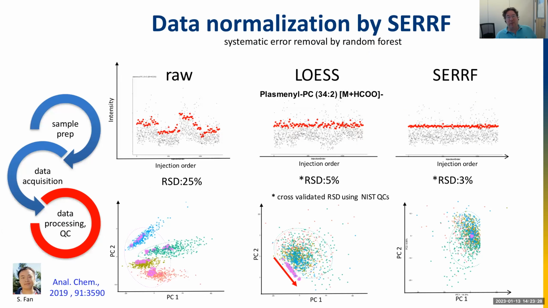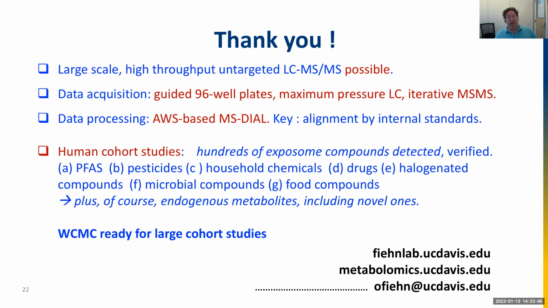And overall, then we would normalize the data, give normalized data to our collaborators and publish those. This is by random forest, the normalization that we published a number of years ago, with very small residual data errors. Overall, I would like to thank you. Large-scale, high throughput, untargeted LC methods possible, guided exposition with 96 well plates, reprocessed MS-dial, and application on human cohort studies. Thank you for your attention.